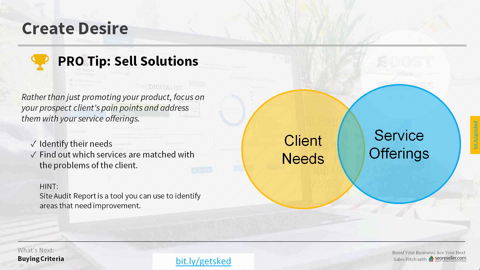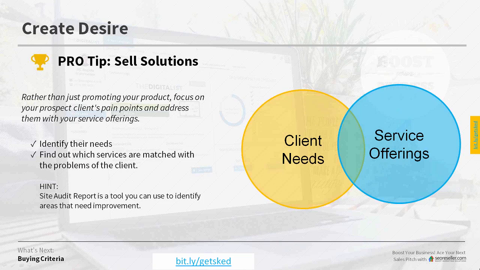But instead of just promoting your product or focusing on just one product, service, or offering, you have to now focus on your client's pain points and address them with the service offerings. So if you can see these two circles, you have the client needs and the service offerings. The space between them is the area of relevance. Like we said earlier, when you do your prep, you've got to really only focus on certain things, like the site audit. Don't define the whole thing. That's really what defines that area, just what they need to focus on.